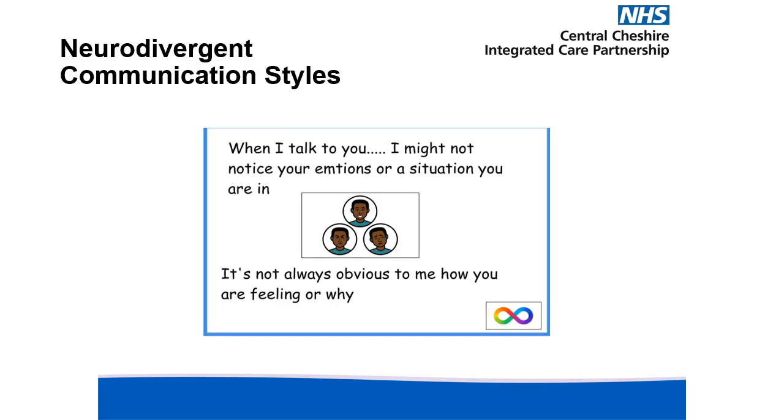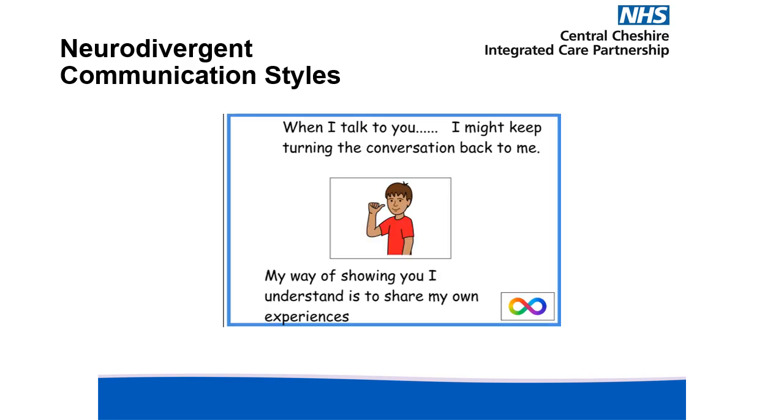When I talk to you, I might not always notice your emotions or a situation you are in. This is because it's not always obvious to me how you are feeling or why you are feeling that way. When I talk to you, I might keep turning the conversation back to me. This is because my way of showing you I understand is to share my own experiences.